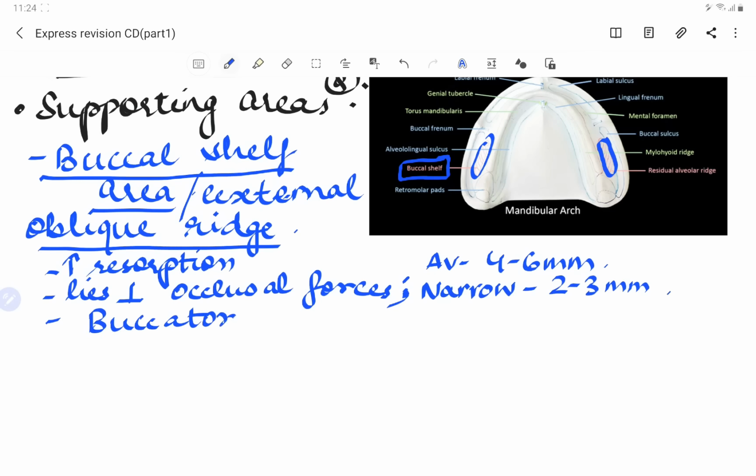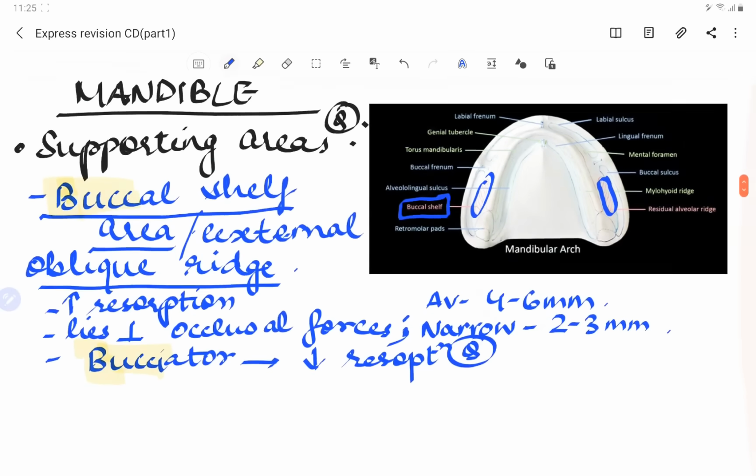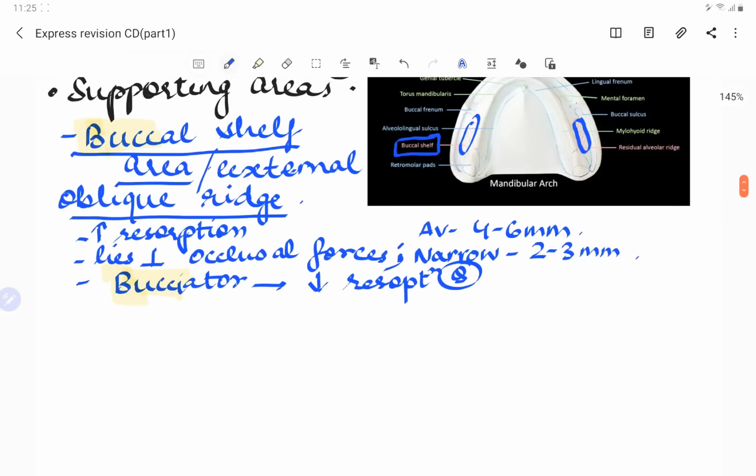Whenever we are talking about buccal areas, we will be talking about the buccinator muscle. So you can remember B for buccal, B for buccinator. Because of the muscle attachment there is reduced resorption, and this is the reason it is a supporting area, because there is muscle attachment and therefore less resorption.